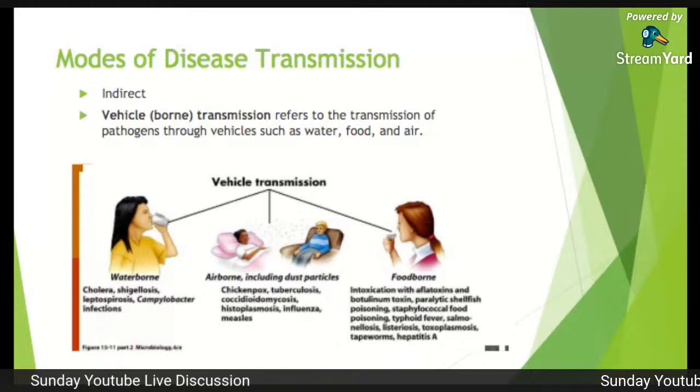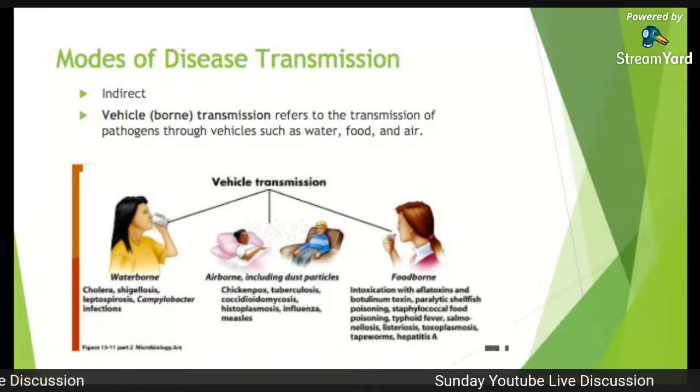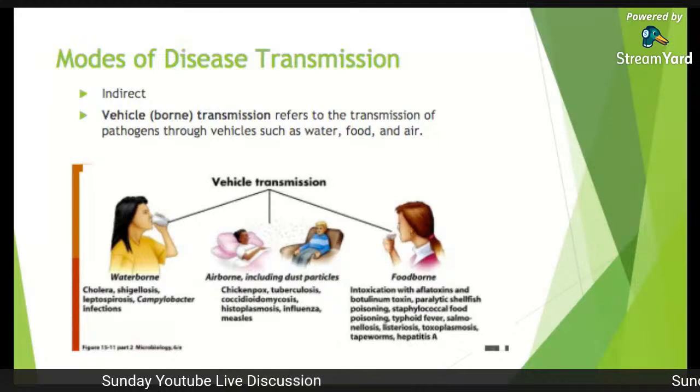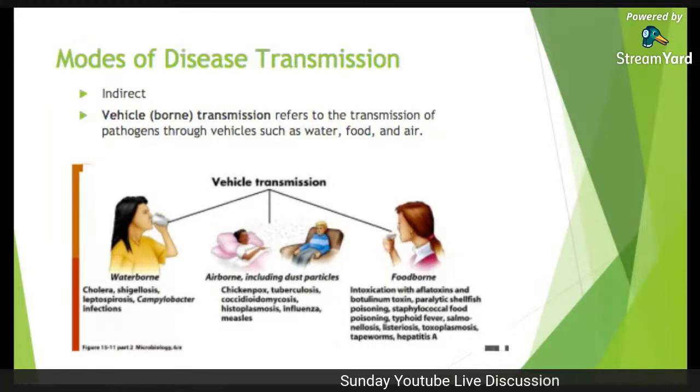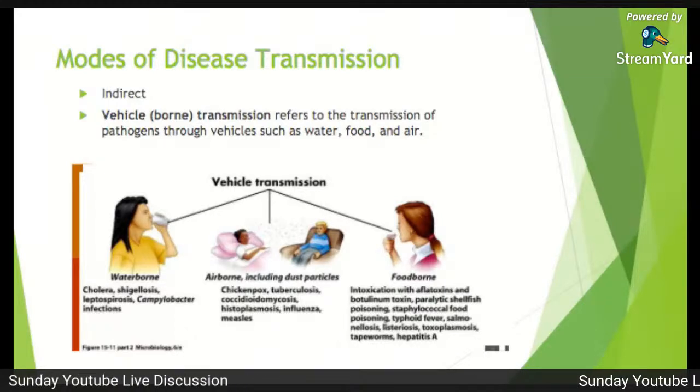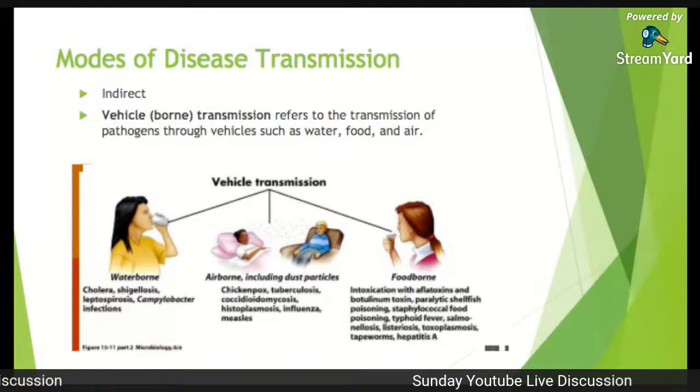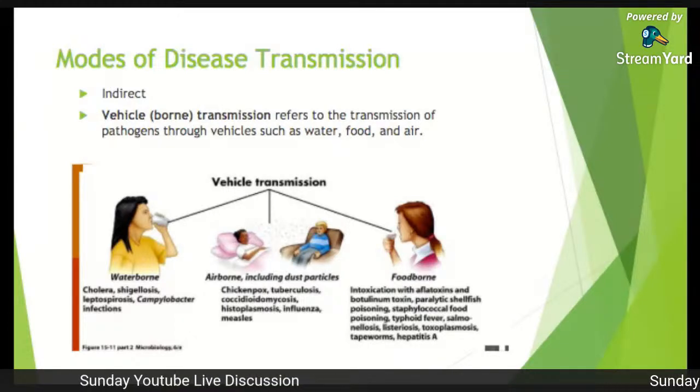Now, if you have things that are airborne, that would be things like tuberculosis, hantavirus, influenza, things like that. Now, remember we talked about the air droplets versus the aerosols, and we'll talk more about airborne when we get to that one.